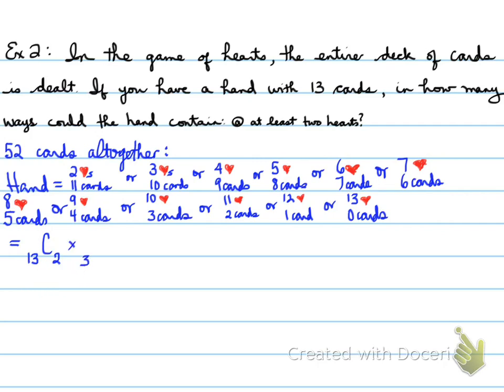Times the remaining number of cards that are not hearts, which is 39. And we're going to choose the remaining 11 cards from that deck of 39 without the hearts. Now, when we write the word "or," what we do is we add. We add the next possible combination, which is 13 hearts choose 3, times 39 of the rest of the cards choose 10. And so on. So we're going to continue this.